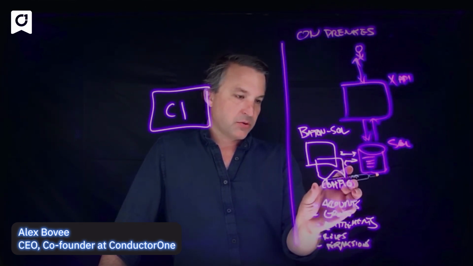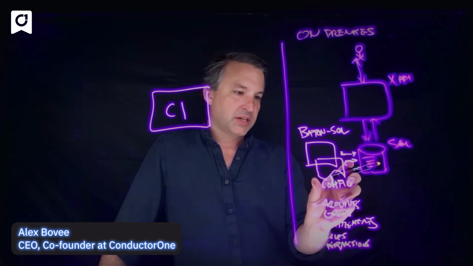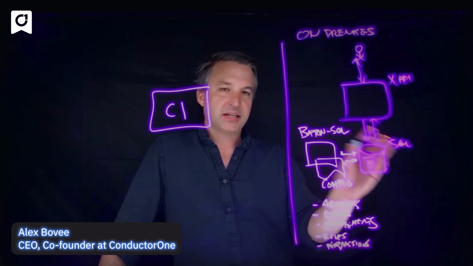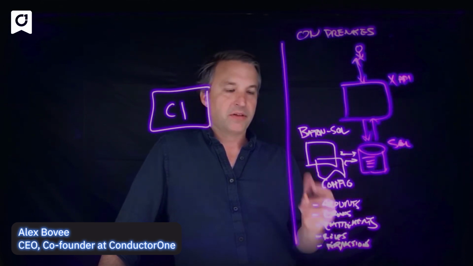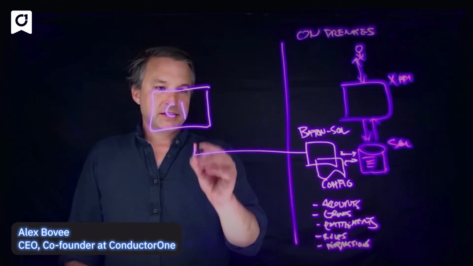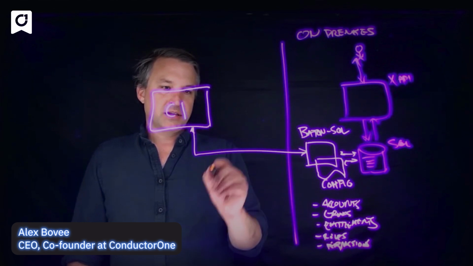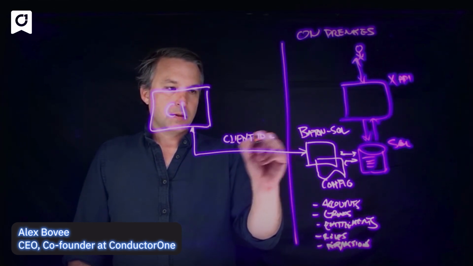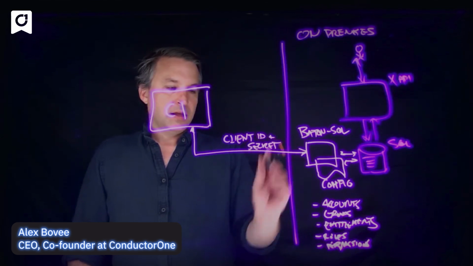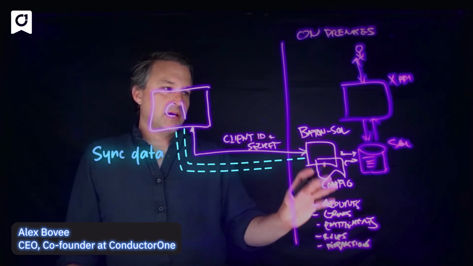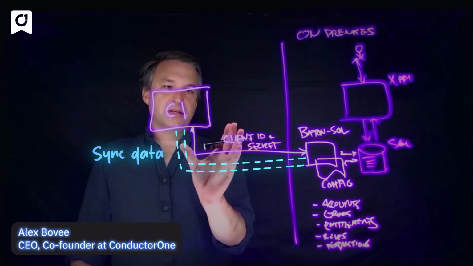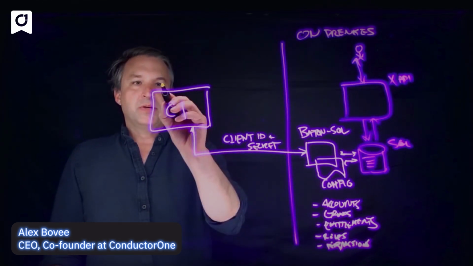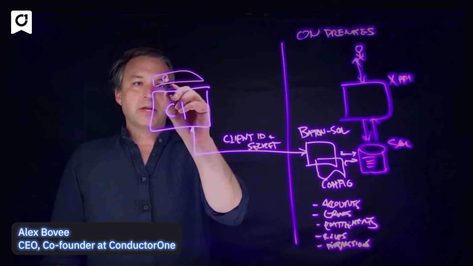So you're going to define your SQL config here within the Baton SQL connector instance. We then understand how to apply governance and identity security to that backend system and then read out all the objects. And then through a client ID and secret, we're going to connect up to the ConductorOne platform and sync the data back and forth between the backend system and the ConductorOne platform and apply access changes to it. So within the ConductorOne platform, we still have our policy control layer.